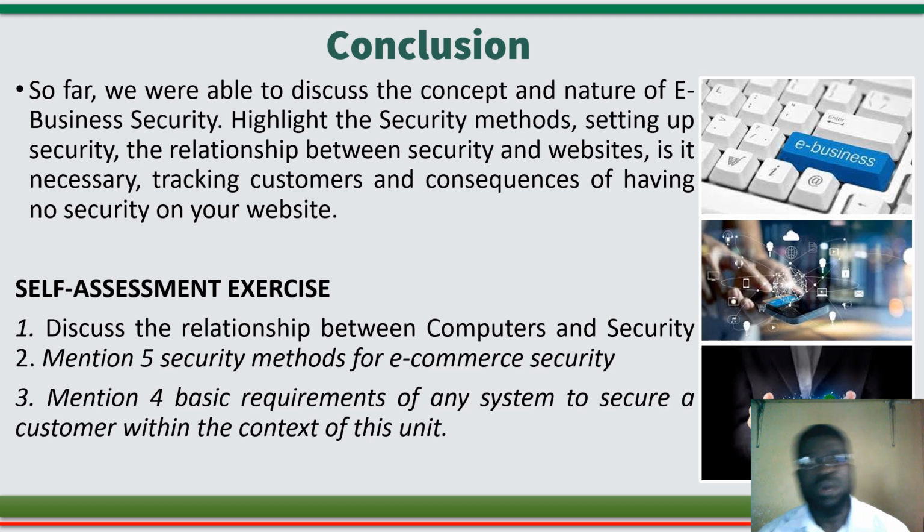So far we were able to discuss the concept and nature of e-business security, highlight the security methods, setting up security, and the relationship between security and the website. We also talked about whether security is necessary, tracking customers, and consequences of having no security on your website. Now, a self-assessment exercise. Discuss the relationship between computers and security. Try and mention 5 security methods for e-commerce security. Mention 4 basic requirements of any system to secure a customer within the context of this discussion.